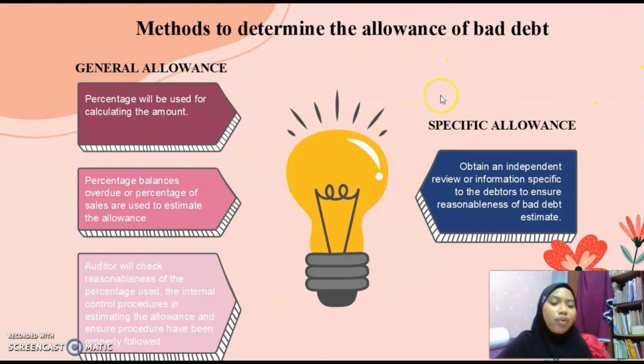And the second one is for specific allowance. Obtain an independent review or information specific to the debtors to ensure the reasonableness of the bad debt estimate.